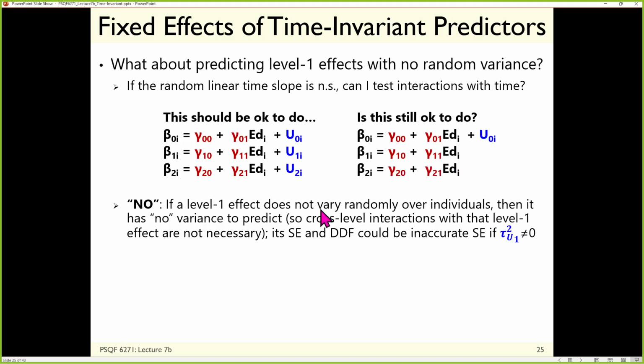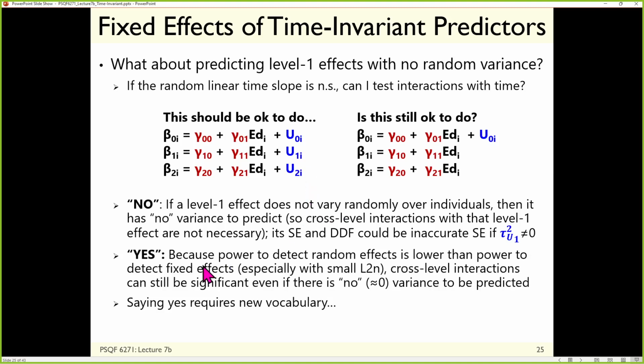So I'm talking about the situation in which you do your due diligence ahead of time. You go for and test the random slopes for the effects of time, and you don't find them. So in that situation, it becomes more ambiguous. And in order to say that this is acceptable, we have to change the vocabulary that we would use to describe the level 1 effects.